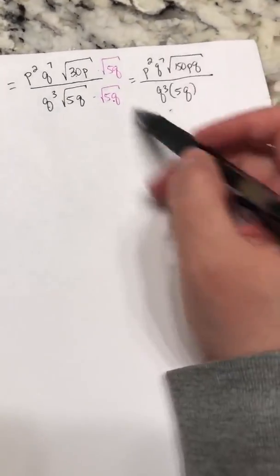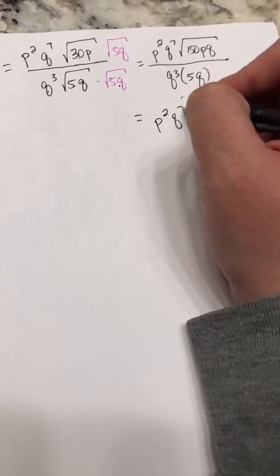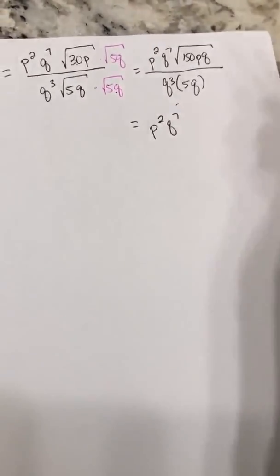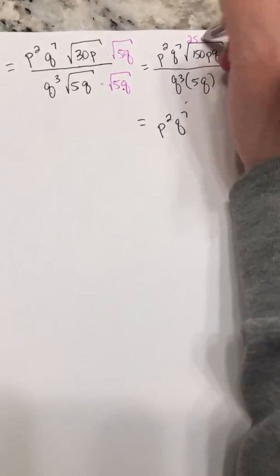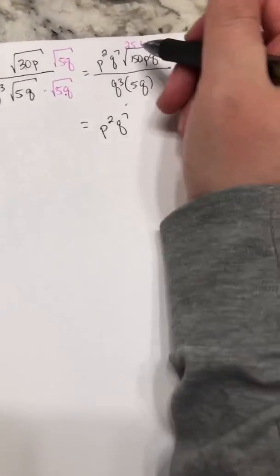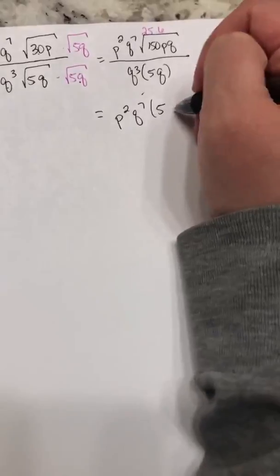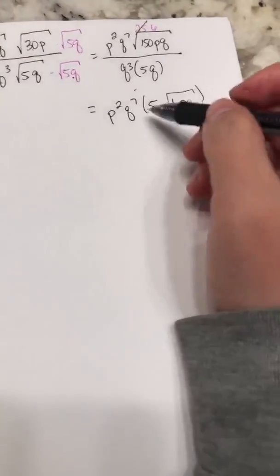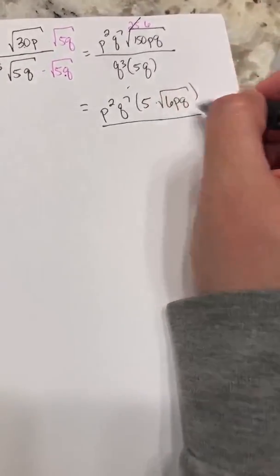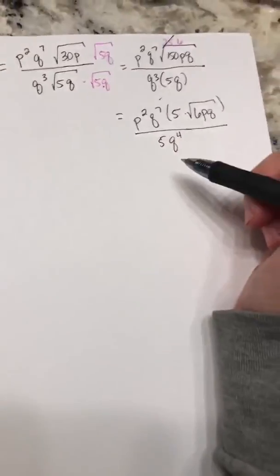So then I simplify this expression. So to do that, I've got p squared. I'm just going to carry that with me. The perfect square in 150 is 25 times 6. So the square root of 25 is 5. So let me just write it this way. 5 times this, so this is gone. And then I've got the 6pq left inside there. Divided by 5q to the 4th, because I multiply q cubed times q.